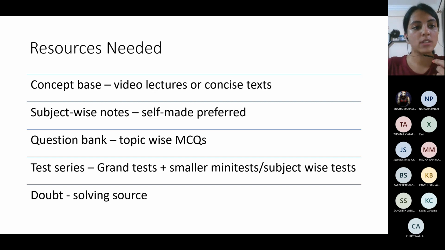Or the most commonly used thing is video lectures. So video lectures, and we're going to talk about which platform would be ideal. But video lectures give you the best understanding about the material.